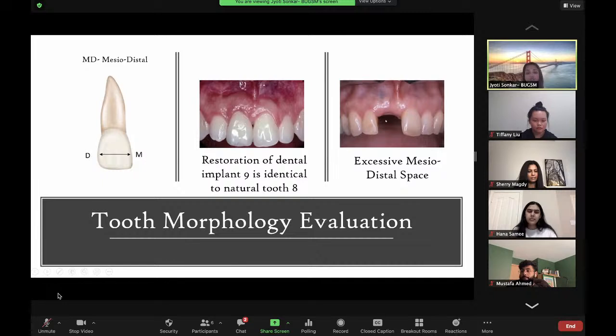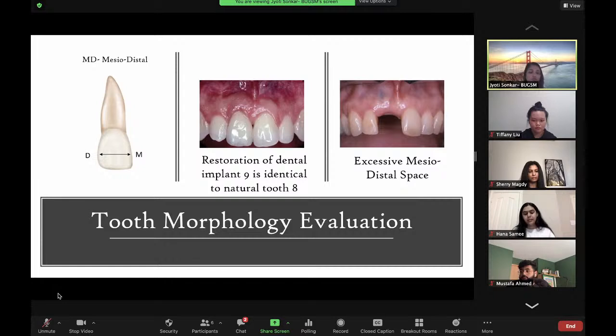Similarly, when you have a tooth that's missing, you want to make sure that the width of the missing tooth is equivalent or similar to the contralateral tooth. If the width is too much, you're going to have a very wide crown. And again, that's going to be ugly and unaesthetic. And similarly, if you don't have enough space, your implant crown would be really short. So again, they're not going to be symmetrical with the contralateral tooth, and that's going to be really unaesthetic. So you really want to take that into account.